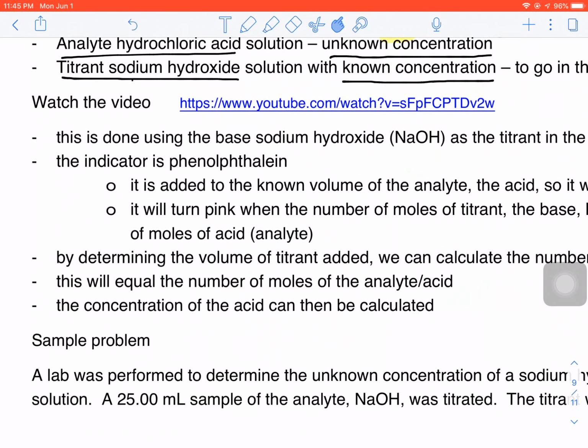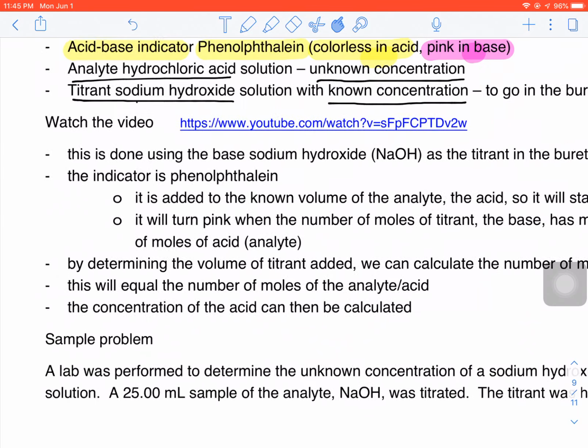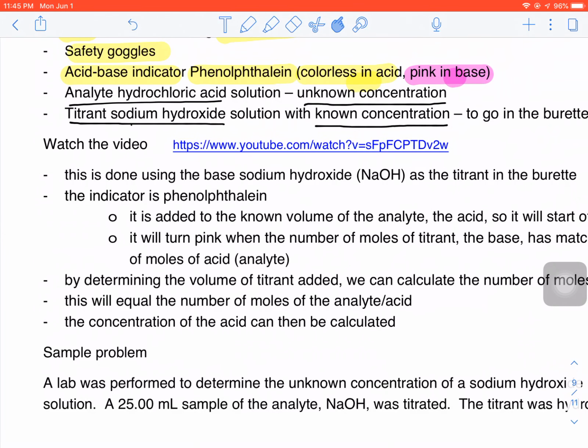So in this lab that he's doing, the same as the lab we're going to do, he's using sodium hydroxide, which is the base, for his titrant. That's the one that goes in the burette. And then I'm going to put my analyte into the Erlenmeyer flask with the acid-base indicator, the phenolphthalein. And then I'm going to accurately look at the volume on the burette before I start the lab.